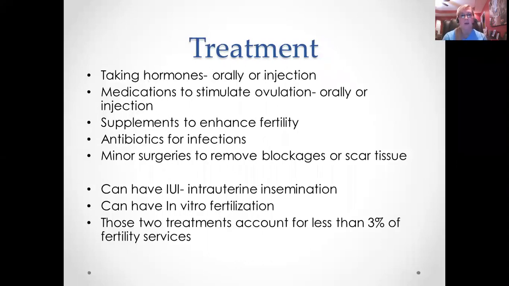As far as treatment, there are lots of different treatments depending on what you have. Some of the most common treatments for just across the board infertility: hormones, orally or injected; medication to stimulate ovulation, orally or injected; supplements to enhance fertility; antibiotics for infections; minor surgeries to remove blockages or scar tissues. You can have an IUI, which is intrauterine insemination; in vitro fertilization. Those are called assisted reproductive techniques, ART, A-R-T.